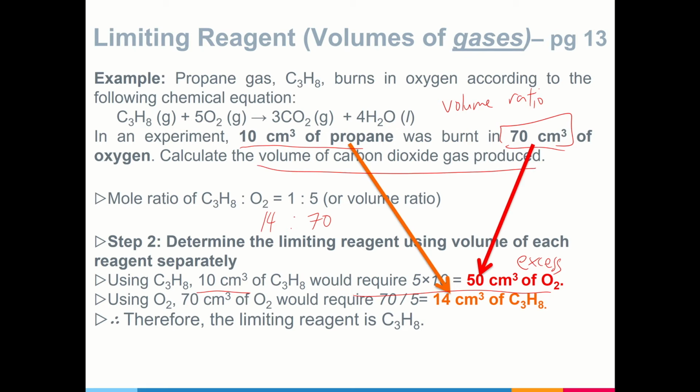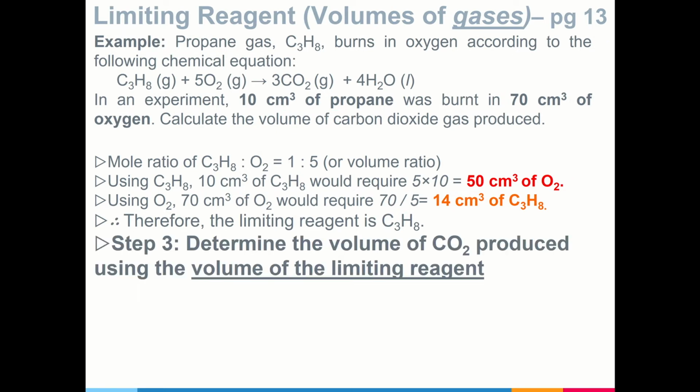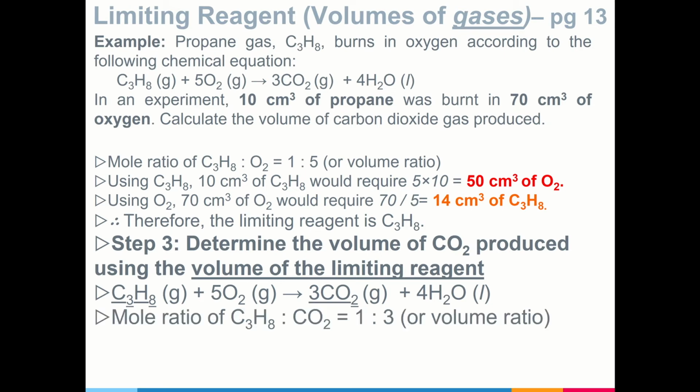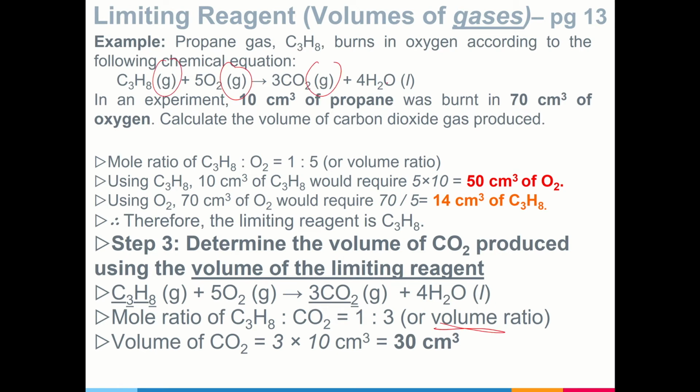So if I want to calculate the volume of carbon dioxide formed, I must use the volume of my limiting reagent. I compare propane and carbon dioxide directly. The mole ratio is 1:3. If my propane is 10 cm cube, I use volume ratio because they are all gases. I'm not looking at my water, I don't care, I'm looking at my gases. 1 is to 3, so 10 cm cube times 3 will be 30 cm cube. So the volume of carbon dioxide is 30 cm cube.